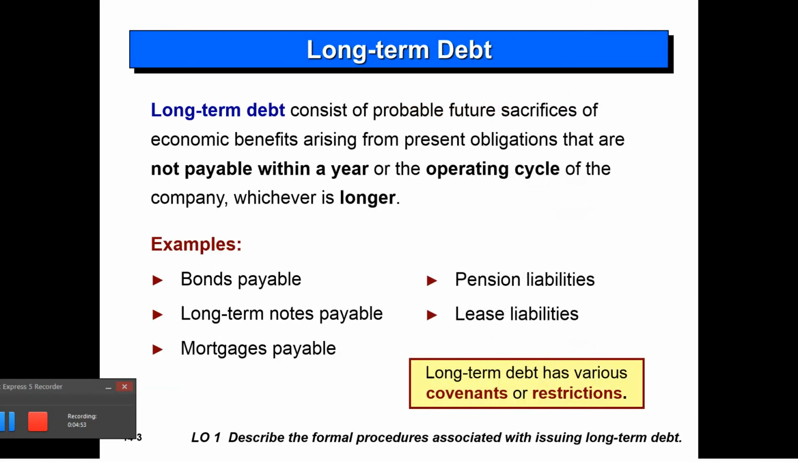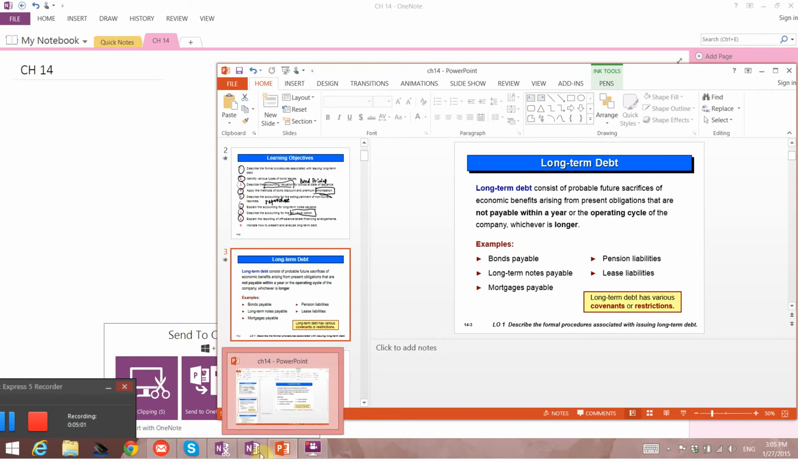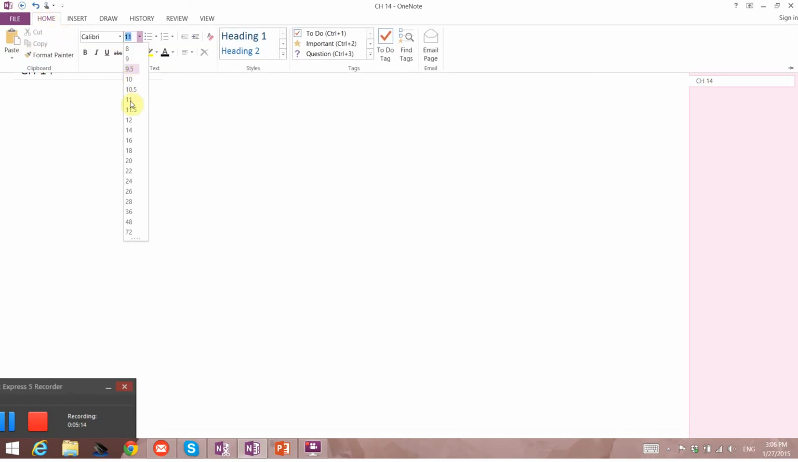Okay. So before we move on to the next slide, which is the slide you are seeing right now, I will prepare the notes. So let me enlarge it a little bit. 16 would be okay.